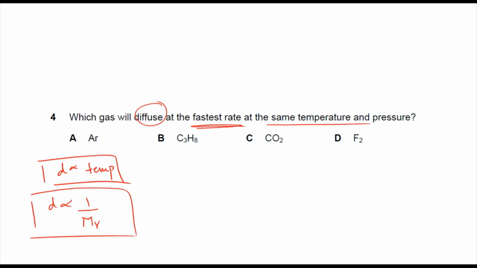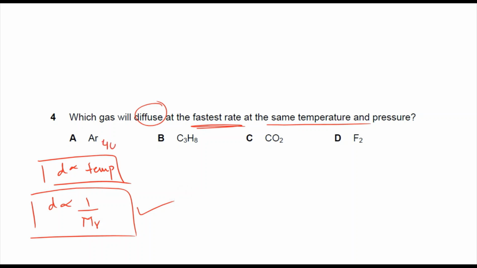It's easier to make something that weighs less move, right? If something weighs less, it's easier to make it move rather than something that is more heavy. So this means that because the temperature and the pressure have been set same for all these gases, I'm not looking at this factor, I'm looking at the AR/MR. Okay, so let's find the ARs and the MRs.